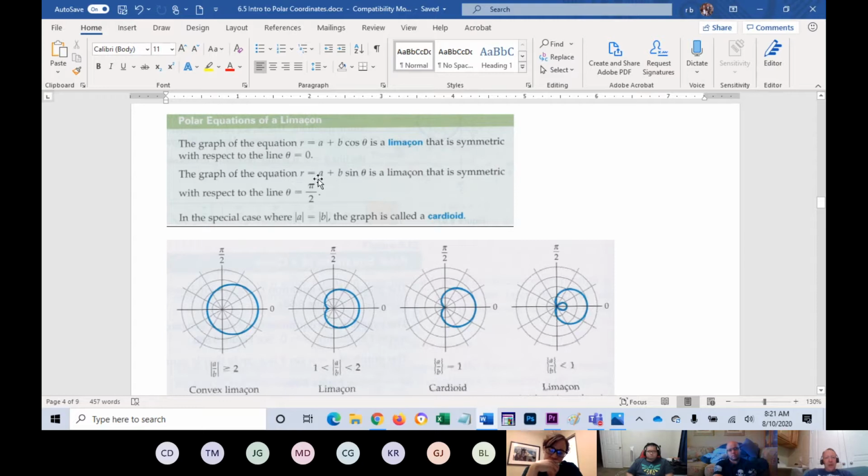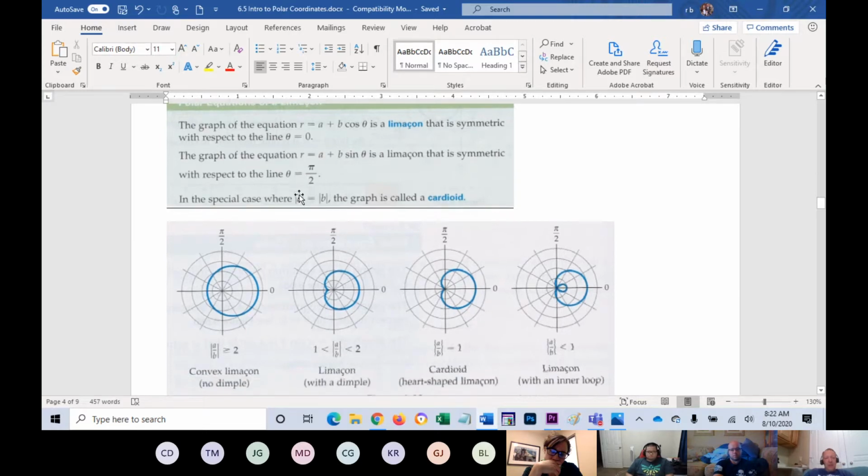The equation r equals a plus sine theta is a limaçon that is symmetric with respect to theta equals pi halves. So the only difference is we've changed sine and cosine. Basically, all of these we could flip 90 degrees and it would be a limaçon with respect to the pi halves line. In the special case where the absolute value of a equals the absolute value of b, this graph is called a cardioid, okay?